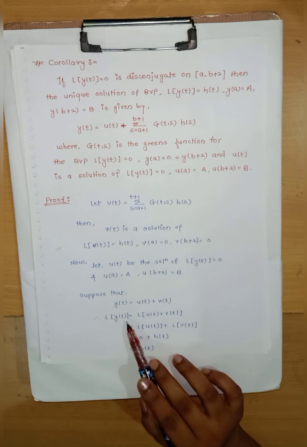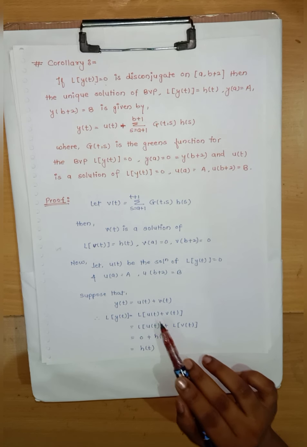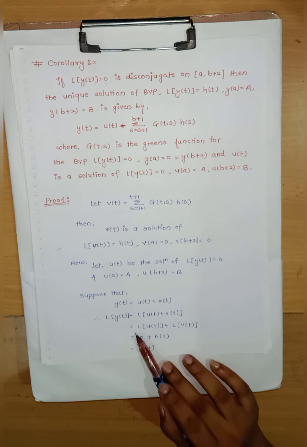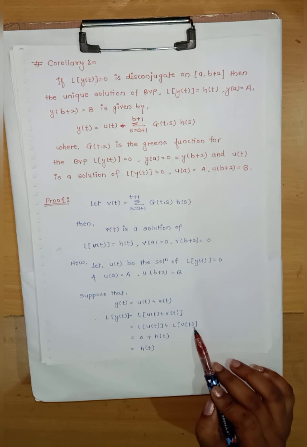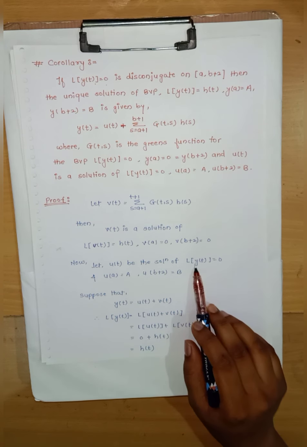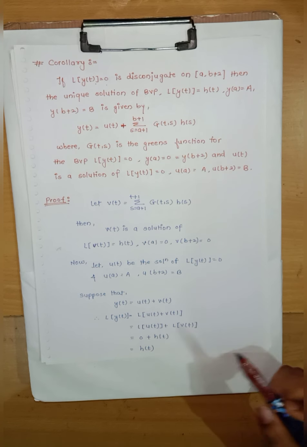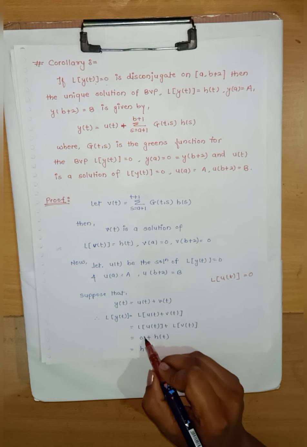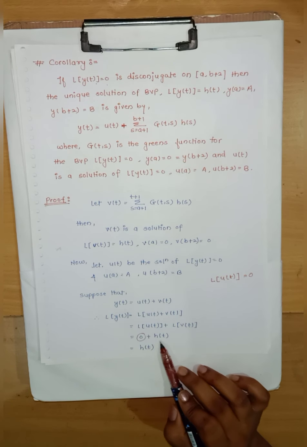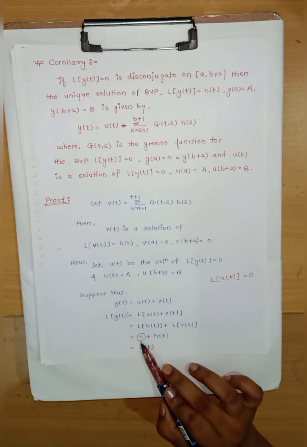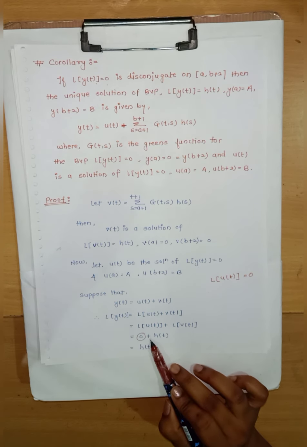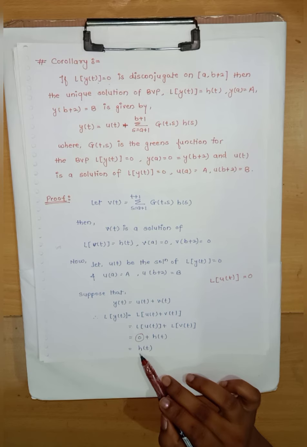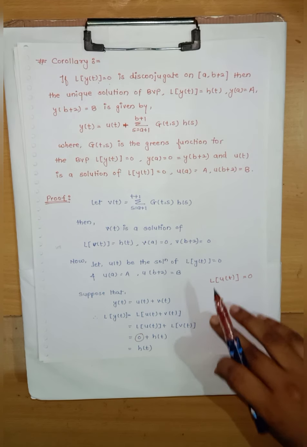Therefore L of y of t equals to L of u of t plus v of t. L is a linear operator, so we operate on both sides. Then L of u of t plus L of v of t. And we know if u of t is the solution of L of y of t equals to 0, then L of u of t equals to 0. And that is this. So L of u of t equals to 0 and L of v of t equals to h of t. Therefore L of y of t equals to h of t.